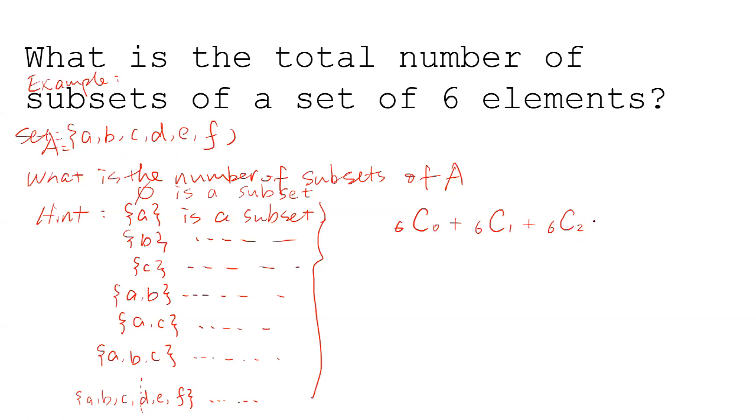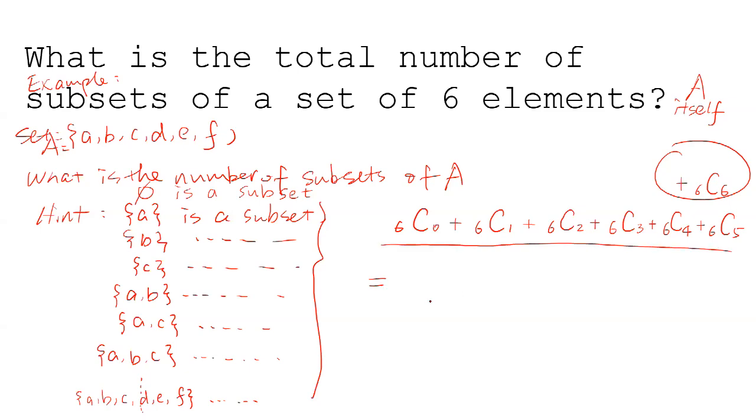C(6,2), right? And if the subset has 3 elements, how many are there? That's C(6,3), and etc. We can add all these numbers up. Okay, of course, C(6,6) means A itself, right? Because we choose all the 6 elements from A to form a new set, that is A itself. A itself is also a subset of A, right? And we add these numbers up. This is the total number of subsets of A.